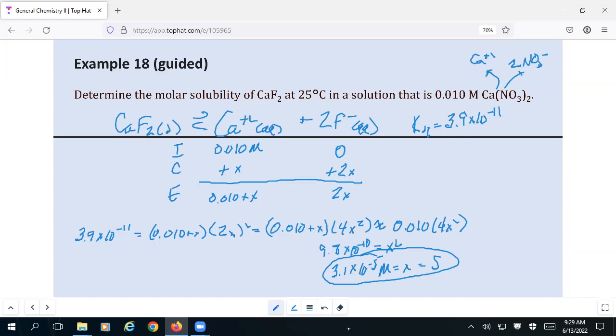So a really good check with yourself on this kind of thing would be to look at the impact of, if we ignore that positive x term, does this x value actually change the calcium concentration at equilibrium? In this case, the answer is absolutely not. That 3.1 is way over here somewhere, so it's going to round up to 0.01 anyway.